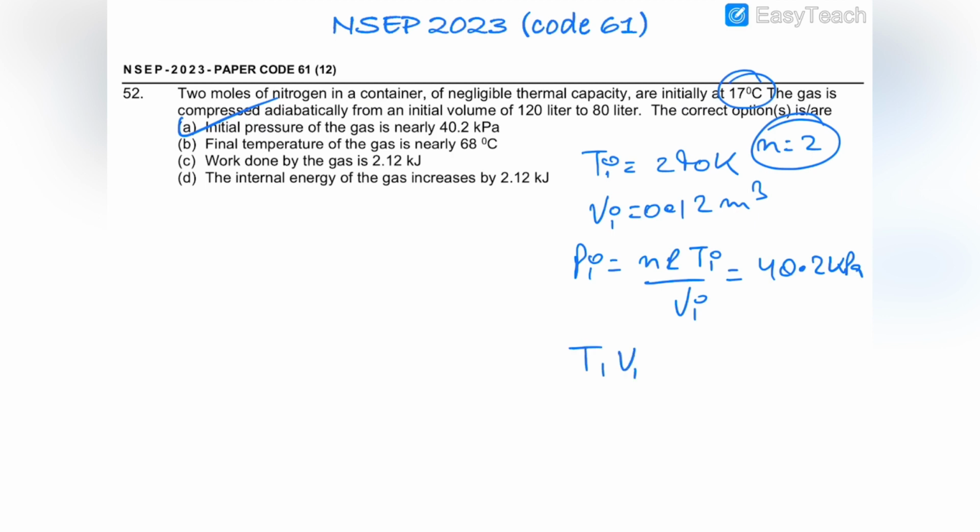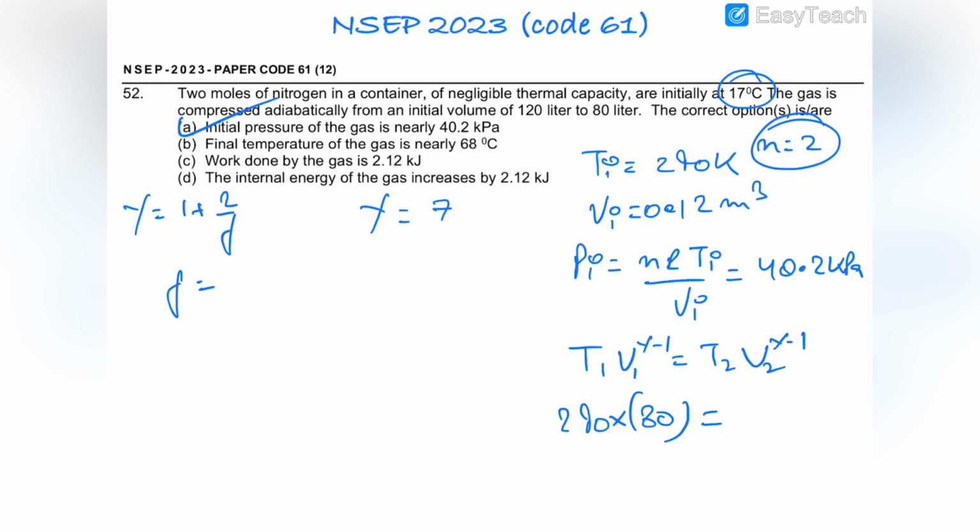And we know that T1 V1 to the power gamma minus 1 is equal to T2 V2 to the power gamma minus 1. So T1 was 290 and V1 was 120. You can use the unit liter in this equation, as the multiplication factor of conversion would be cancelled out on both the sides. So gamma, obviously diatomic gas, gamma is 1 plus 2 by F, and F we know is 5, so gamma is 7 by 5. So this is 7 by 5 minus 1, which is 2 by 5, and V2 was 80. So this is 2 by 5.